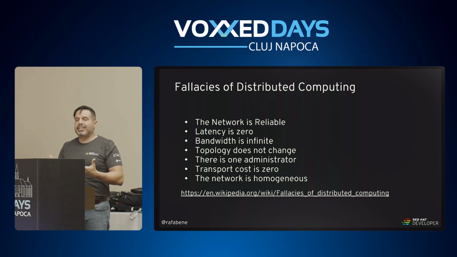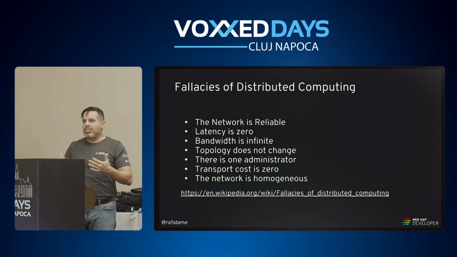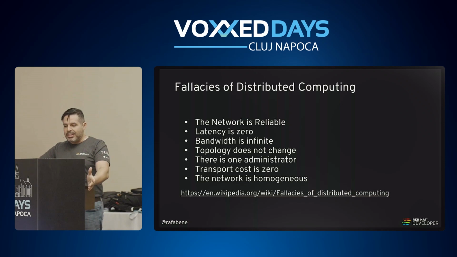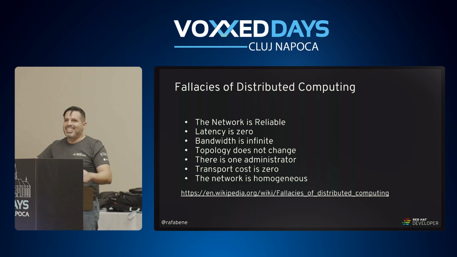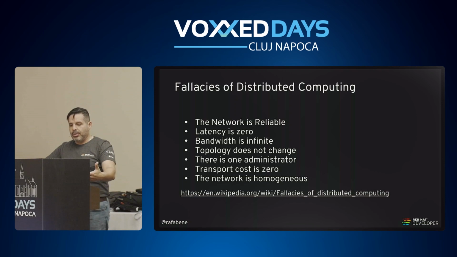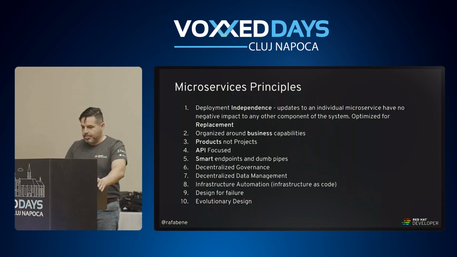We think that the network is always reliable, right? We think that there is no latency. We think that our bandwidth is infinite, that the topology will not change. We think that there is only one administrator that we can call if there is a problem, and that's not true, right? Sometimes we call the admin and he says, I'm not working this week. So it's another problem. We think that the transport cost is 0 and also that the network is homogeneous.